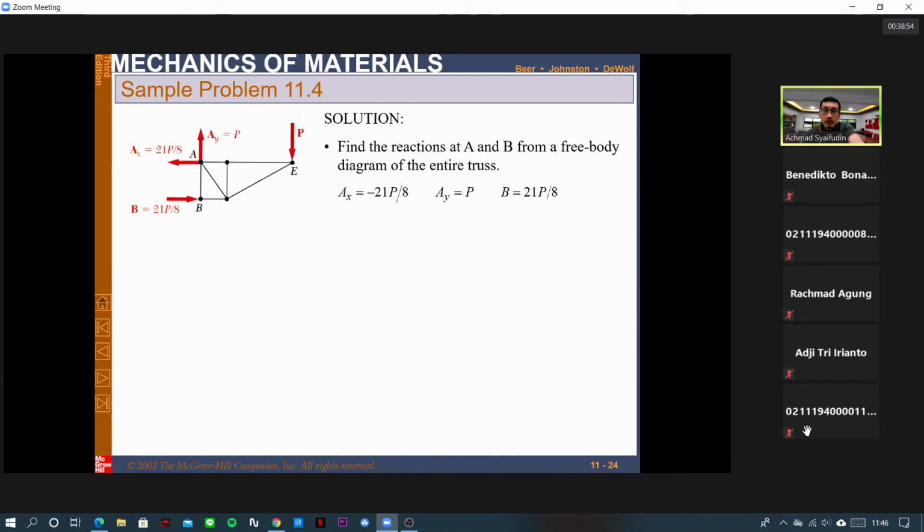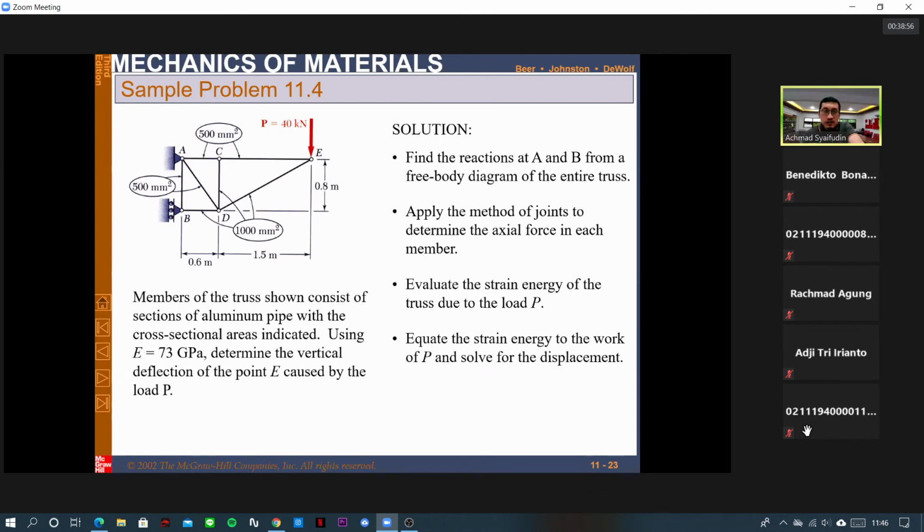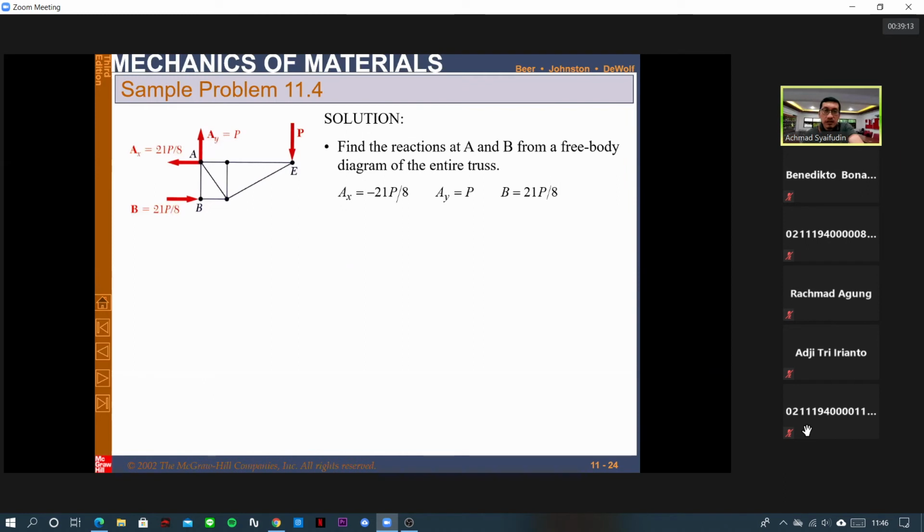Yeah, how to solve? The equation is to find the reaction. Sorry, determine the vertical deflection at point E. So first of all, you have to find the support reaction.